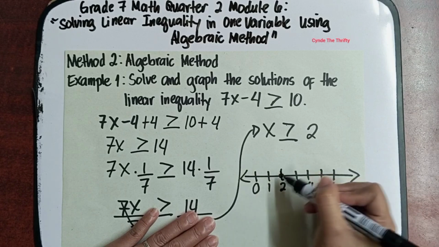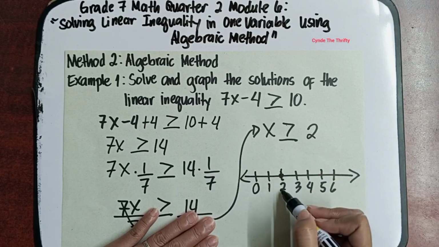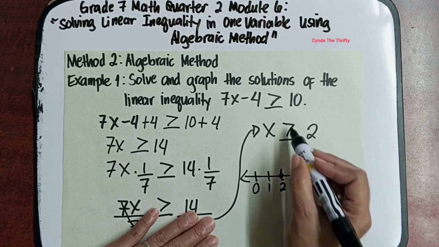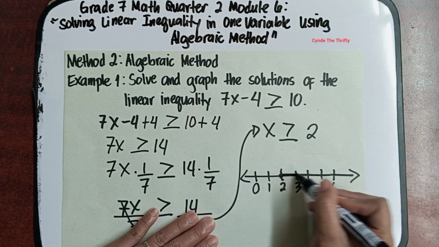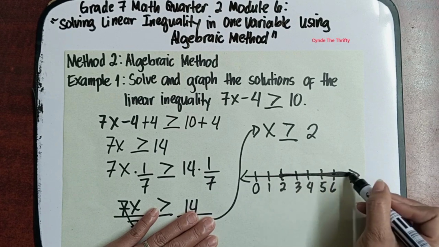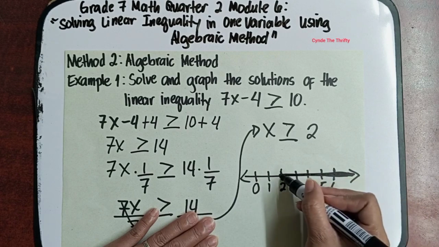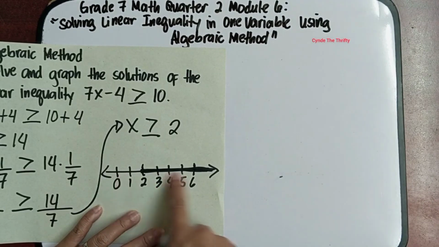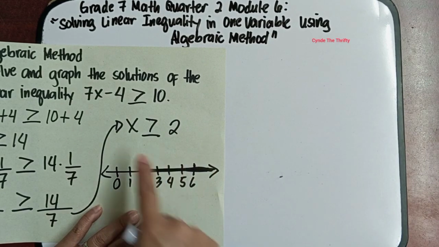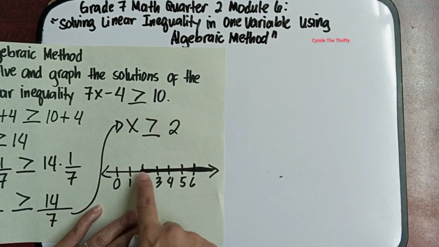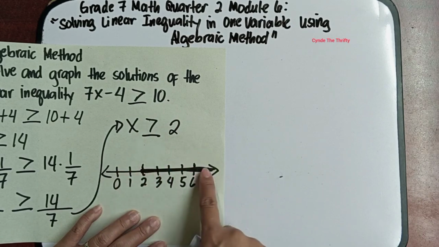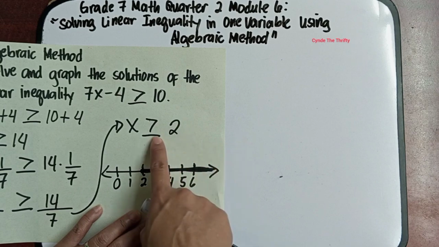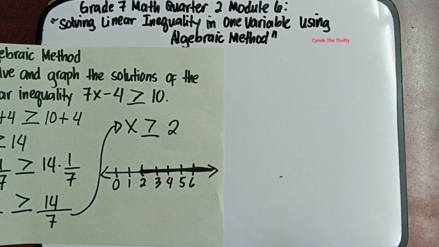Kapag i-graph natin siya, ang ating solution is galing dito kay positive 2 kasi equal, greater than or equal to. So, equal to positive 2, papunta dito sa lahat ng positive number na greater than 2. Okay, so ito yung ating solution. Ito na yung graph natin. So, ang graph natin is nagpapahiwatig na ang solution natin sa ating x is positive 2 is equal to positive 2 or greater than positive 2. So, ibig sabihin, galing dito kay 2 at lahat ng positive number na mas malaki kaysa kay 2 is ang kanyang solution.